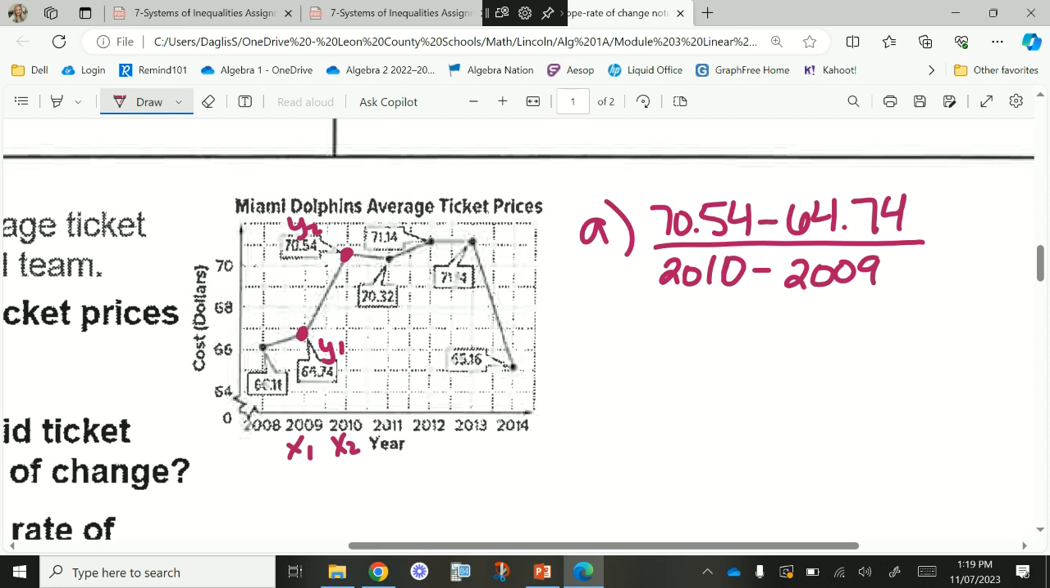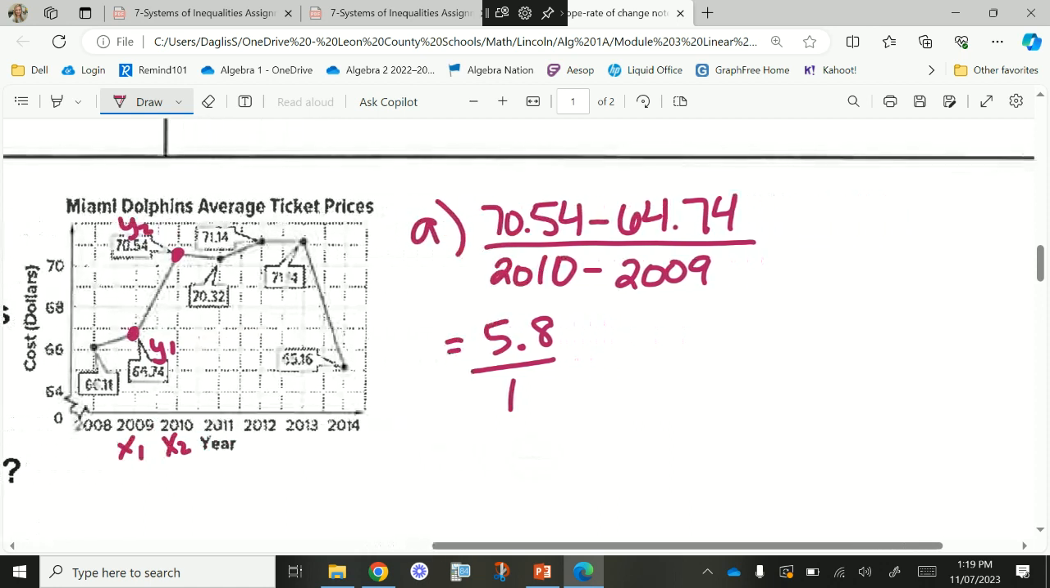All right, so let's figure this out. 70.54 minus 64.74 is 5.8. And 2010 minus 2009 is 1. So how did the price of the ticket change? How do I say? Okay, so in that 1 year, because 1 year.